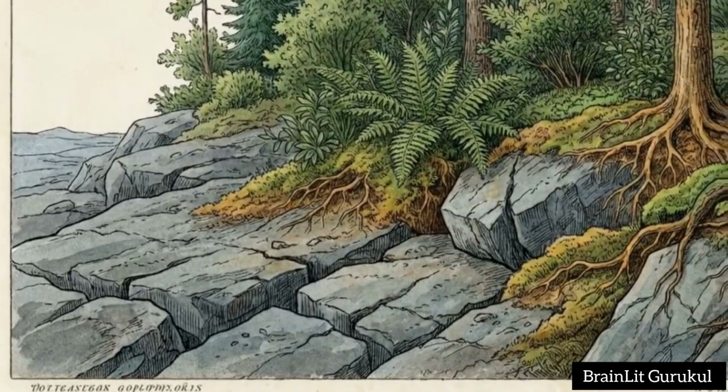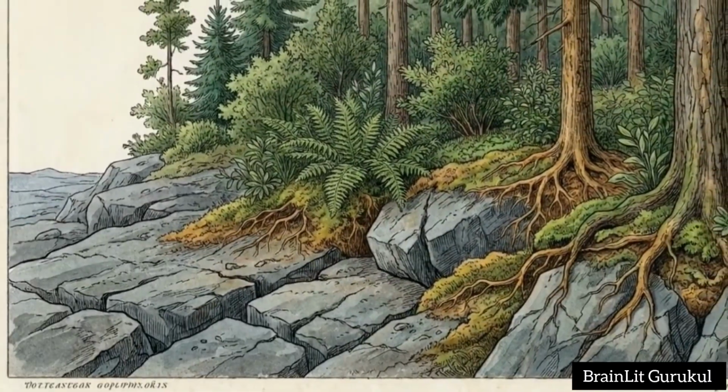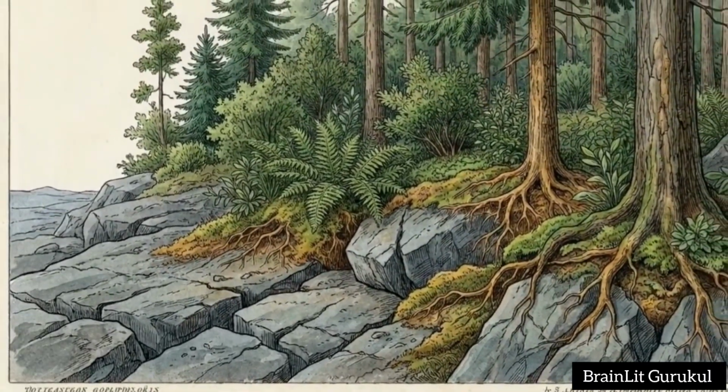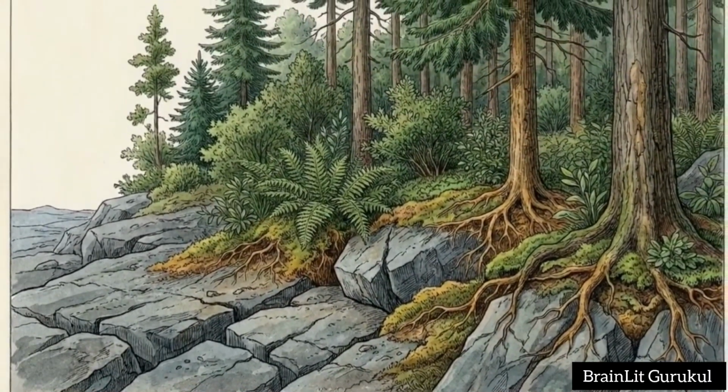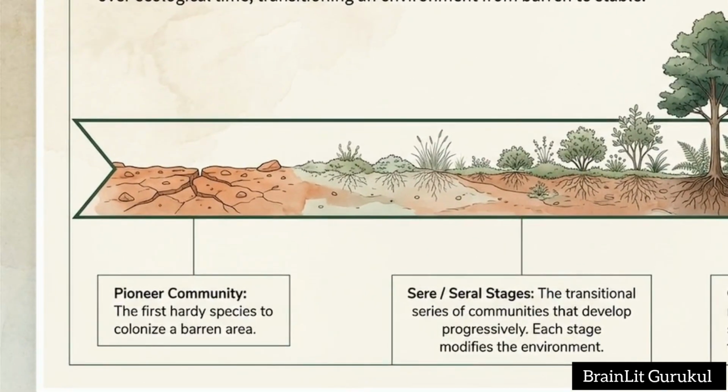A sterile, rocky expanse does not remain barren forever. It transforms into a dense canopy through a highly predictable sequence of migrating plant communities. We define this process as ecological succession, a directional change in community structure from a barren environment to a stable one. This continuum has two distinct entry points, depending entirely on the severity of the initial barren state.